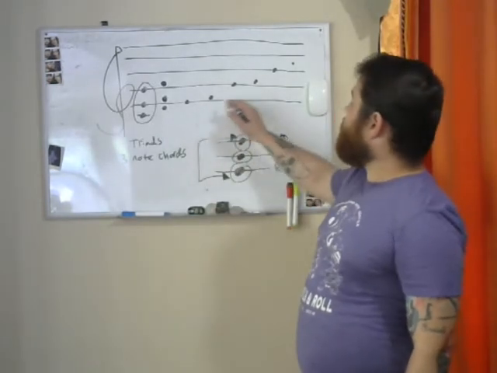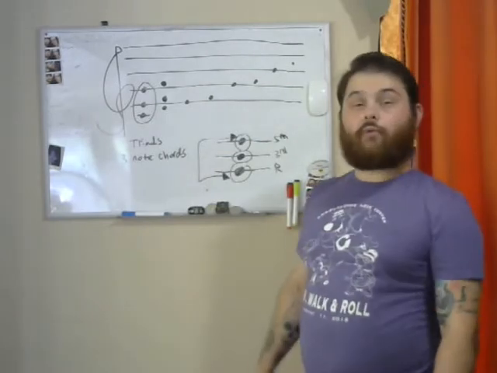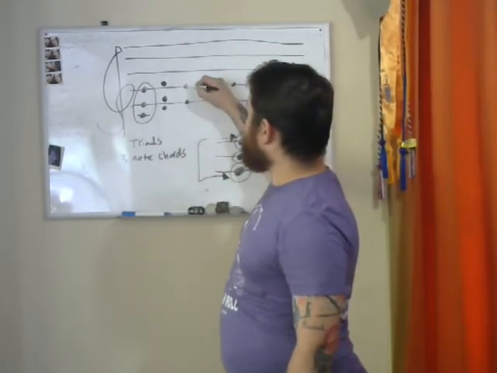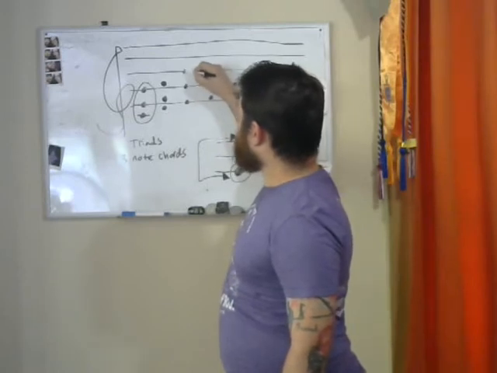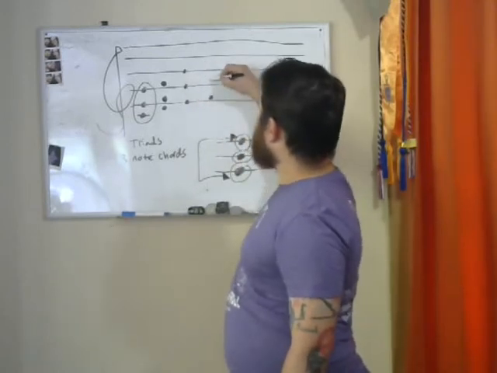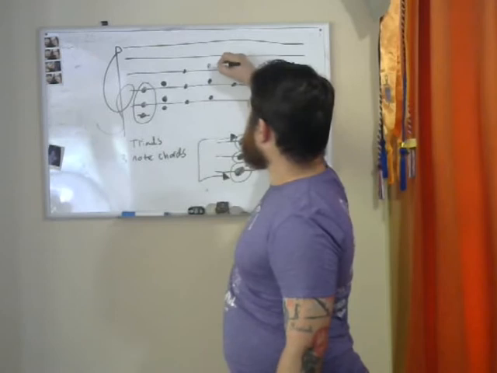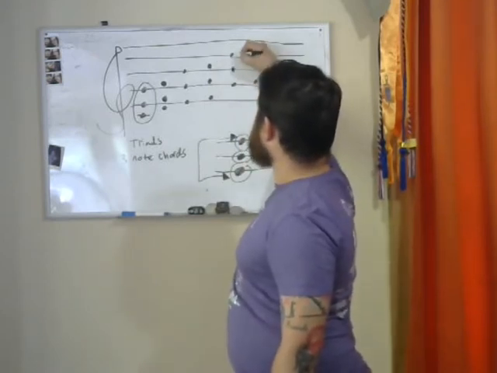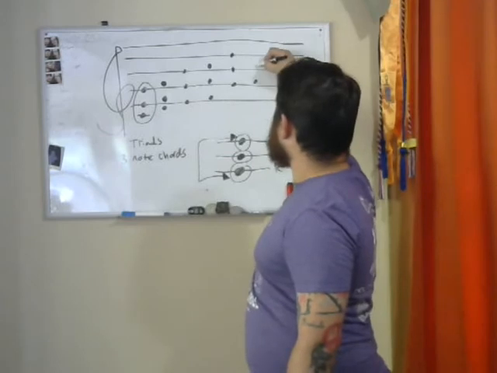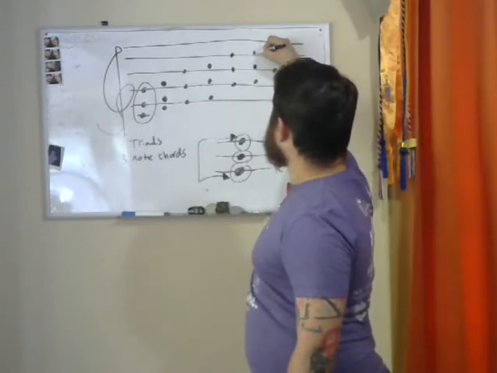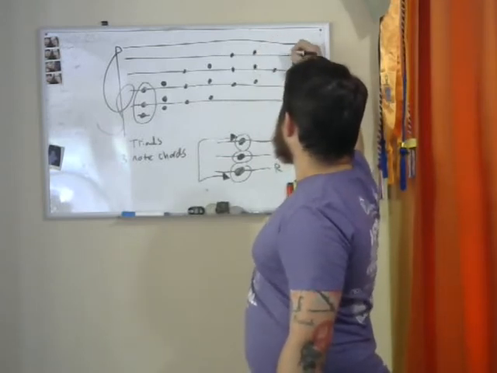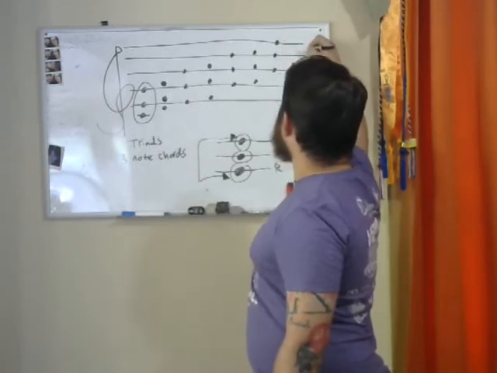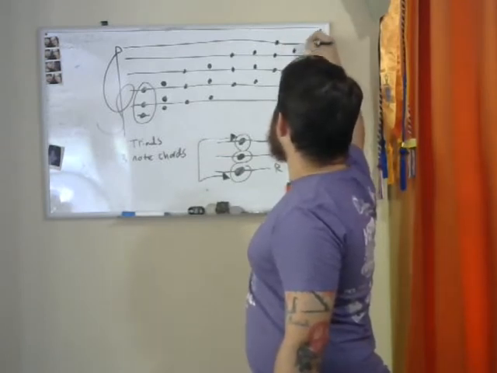And I'm going to go ahead and fill in the rest of these chords, and then I'll play them for you. So we have E, G, B, F, A, C, G, B, D, A, C, E, B, D, F, C, E, G.